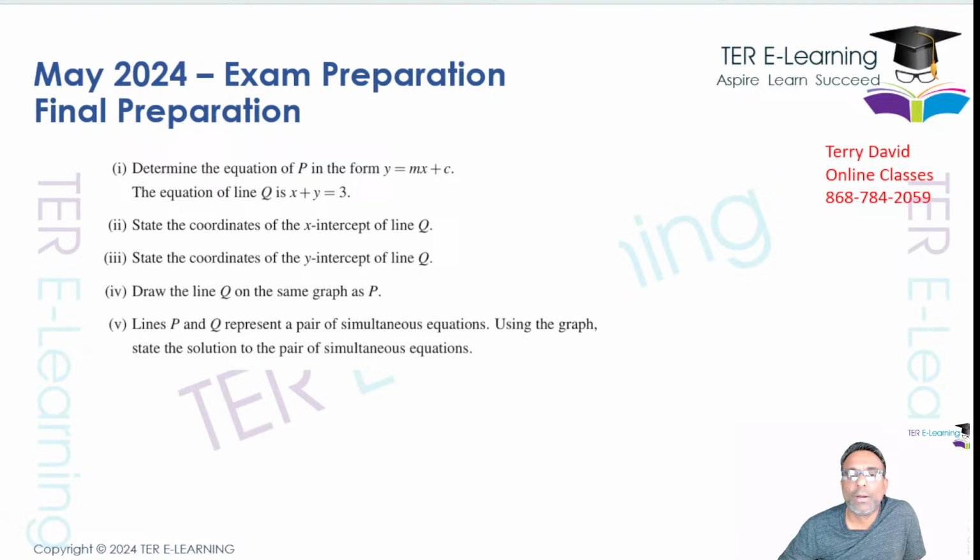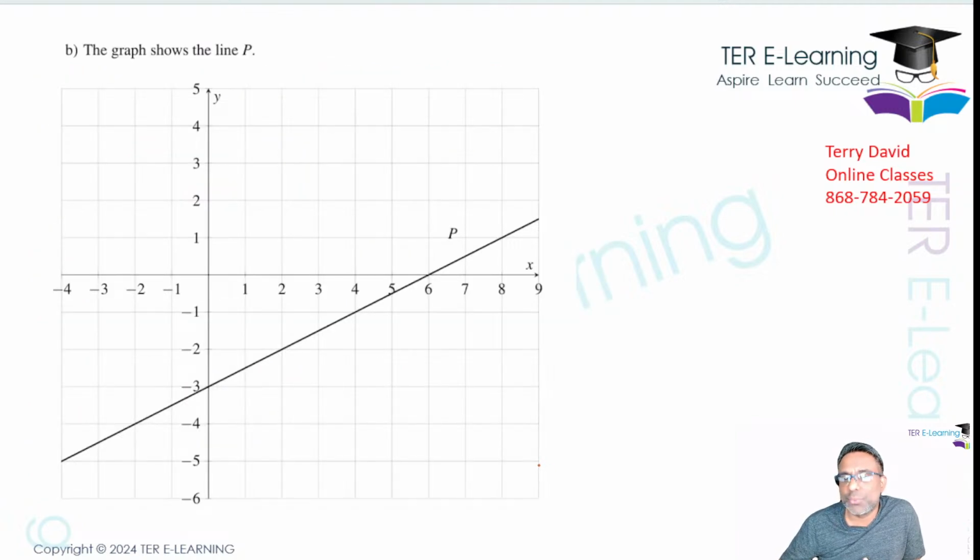And the first thing we want to do is to determine the equation of P in the form y is equal to mx plus c. So let's go across here. You are being asked to work out the equation of a straight line. All straight lines have an equation given by y is equal to mx plus c. Now, we need to know what is the gradient. That's a constant. We need to know what is the y-intercept.